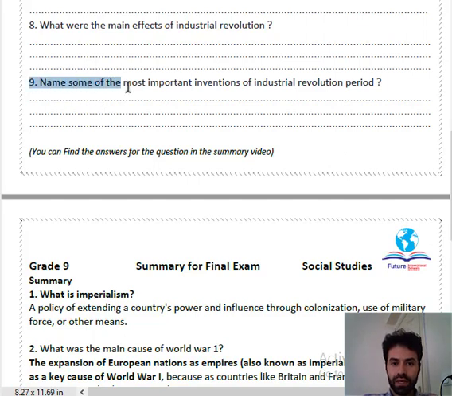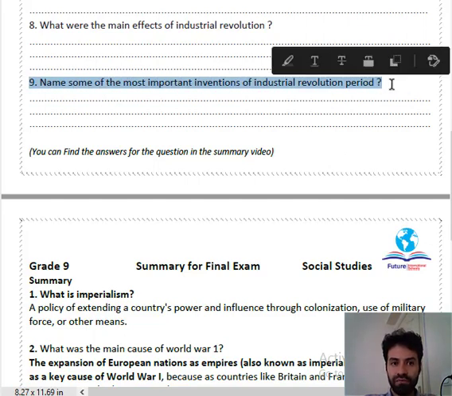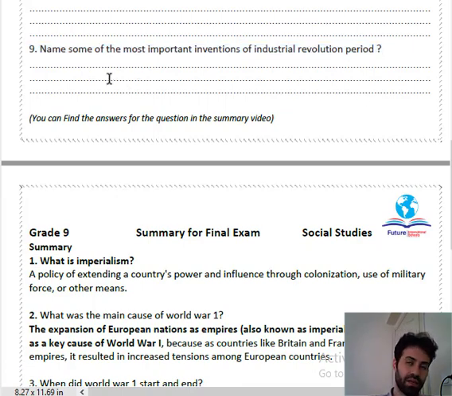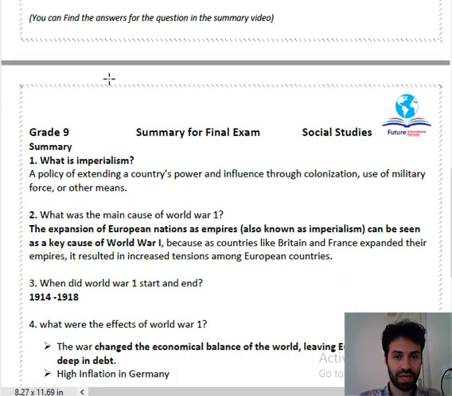Number 9 is: name some of the most important inventions of the Industrial Revolution period. Number 1, the most important invention was the steam engine, right? The steam engine was the most important. The spinning jenny, the cotton gin, and the telegraph were the most important inventions of that time.